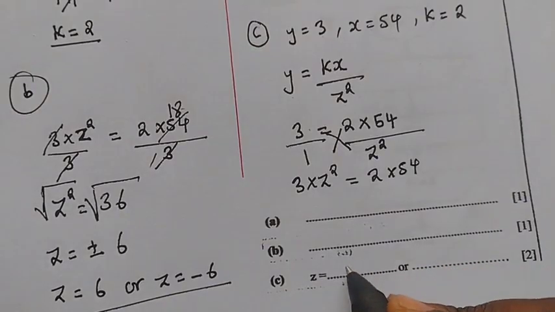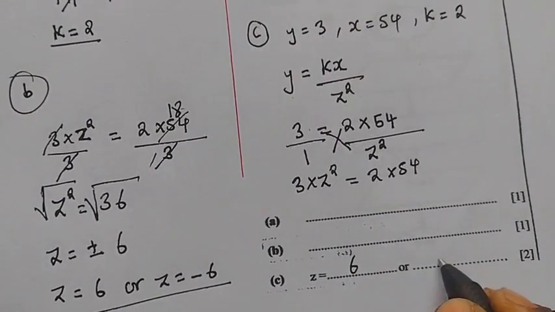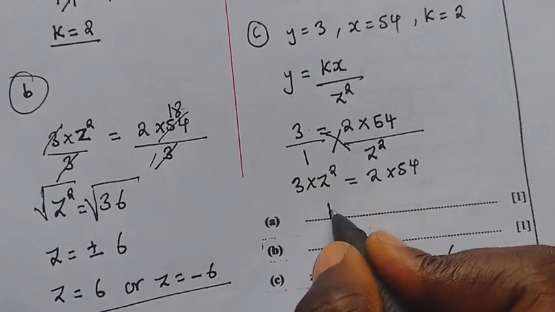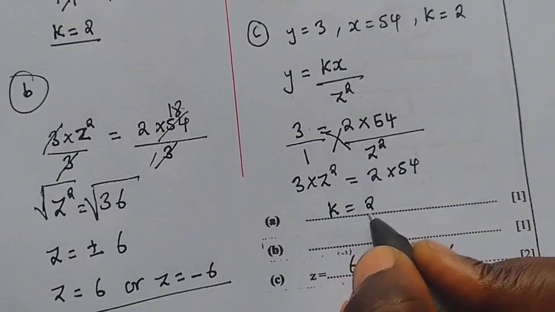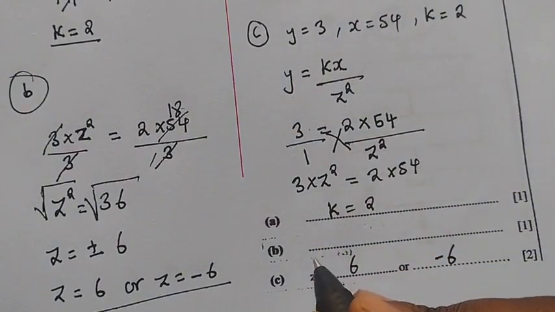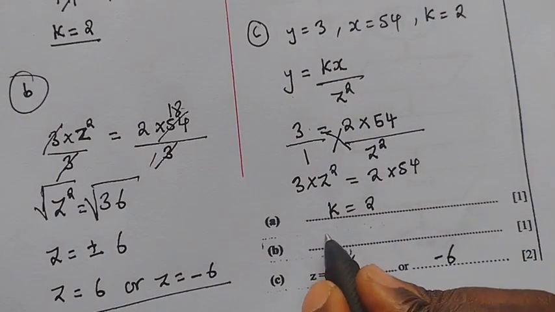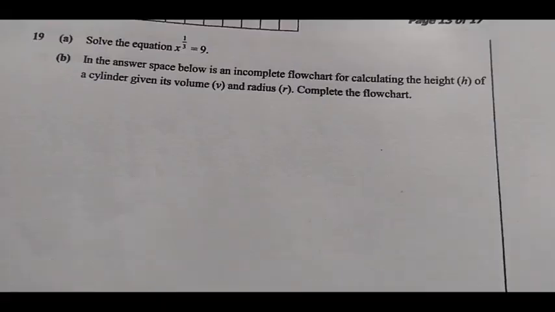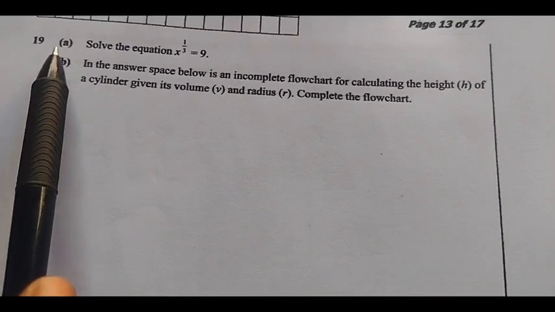So let's just put here, we said z is equal to 6 or z is equal to negative 6. Then the first one here, the value of k was equal to 2. Then for the second one, we said the value of y was also equal to 2. Question 19, we have two questions. We have question A and question B. So we're going to start with question A.